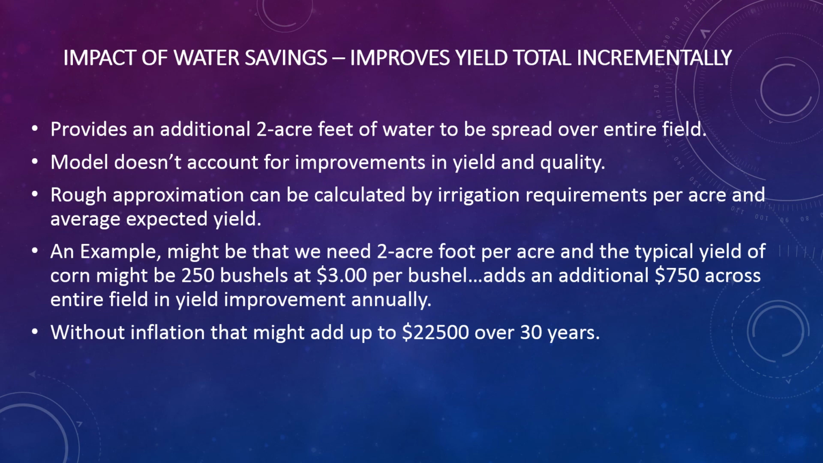In this case, we use corn, but you could use tomatoes, or other more high-value crops. But we were looking at an additional $750 per year for that field, which would have been another $22,500 in uninflation adjusted costs.